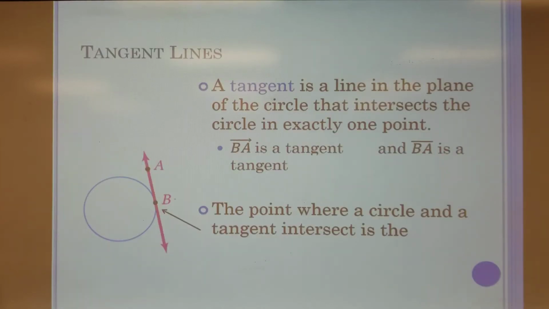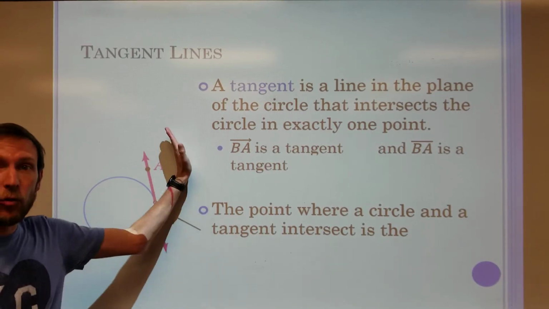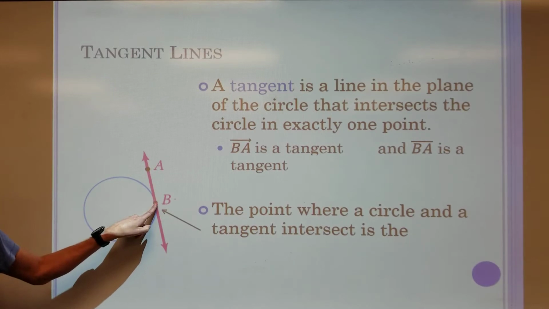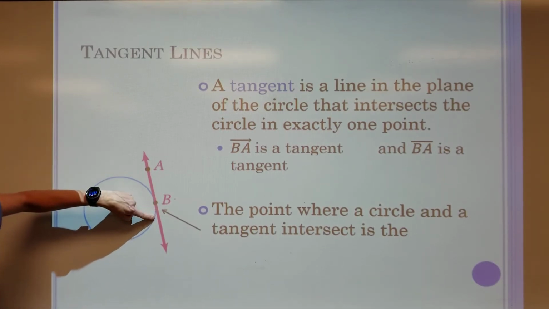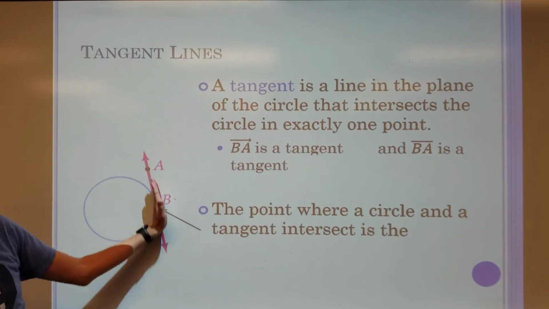The first is to note that a tangent is simply a line that's in the same plane as a circle. Okay, so some geometric verbiage there. But it touches the circle in exactly one point. It touches just at point B. It doesn't touch the circle to the left of point B. It doesn't touch it to the right of point B. It touches it at exactly one point.